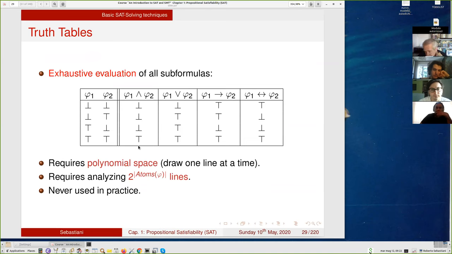But of course, this is not of practical use unless you have three or four variables, because you need to analyze explicitly 2 to the n lines, where n is the number of Boolean variables. So this is not used in practice, apart from tiny exercises with a very small formula.